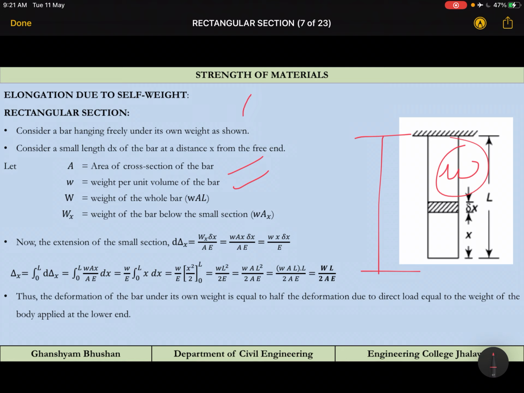That means W will be, if capital W is total weight divided by volume, or area into length. So W is the weight of the whole bar, that is W into A into L. A into L is the volume of this bar. Now, this part of the bar has lesser weight than this part, so that means the weight is changing. If we change the section, the weight will change. So weight is not constant.